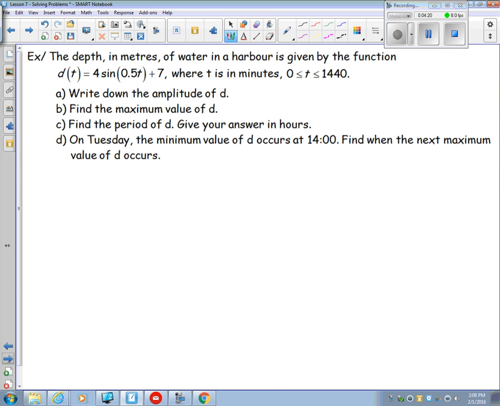Okay, very last question, last one for this unit. The depth in water in a harbor is given by this equation. Sinusoidal, making a wave, right? That makes sense, waves. Okay, write down the amplitude of D. Well, that's just picking and choosing from my equation. My amplitude is 4. Find the maximum. How do maximums occur? Well, we know they're the central axis plus our amplitude. Our central axis is 7, the amplitude is 4, so the maximum would be 11. And it says in meters up there.